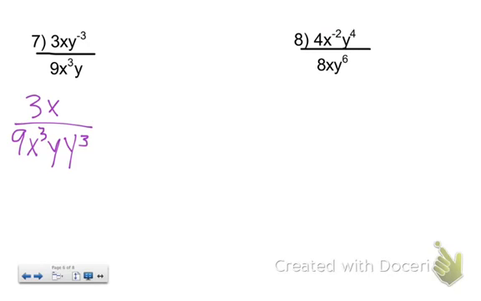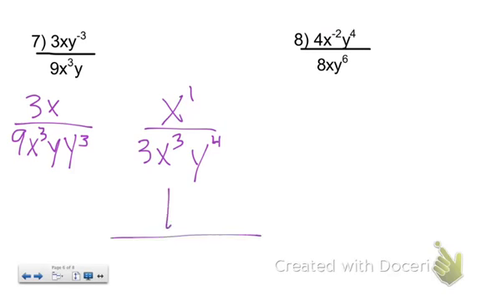So then 3/9, remember you're going to divide those like normal. You end up with just x over 3x cubed, and y to the 1st times y cubed is y to the 4th. And then we have x to the 1st over x cubed. 1's going to cancel, and you're going to be left with just a 1 in the numerator over 3x squared y to the 4th.